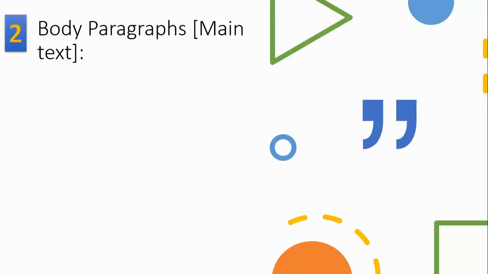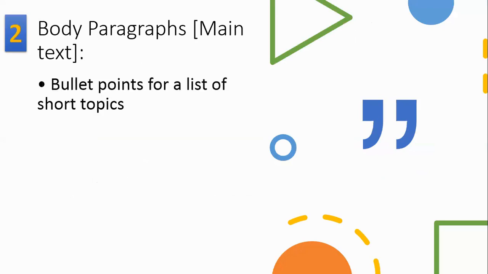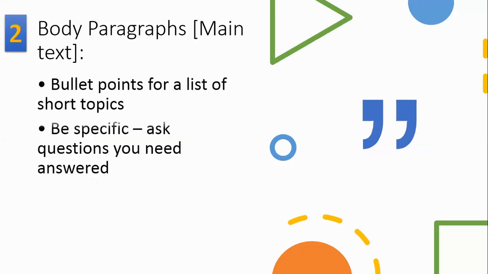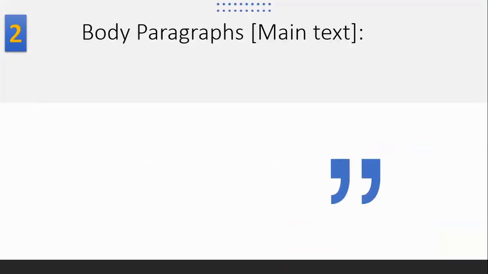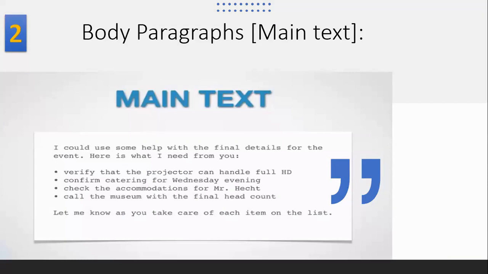Body paragraphs or main text. Bullet points for a list of short topics. Be specific. Ask questions you need answered. For example, I could use some help with the final details for the events. Here is what I need from you. Colon, we use a colon for lists. Colon, and then your list should be like this. Use bullet points. And then let me know as you take care of each item on the list.